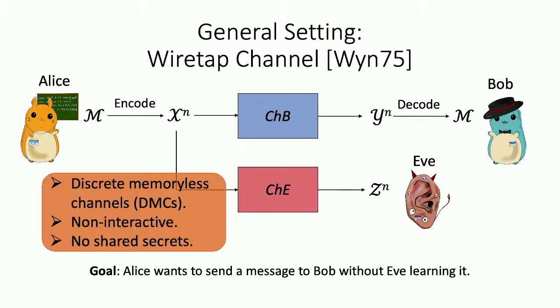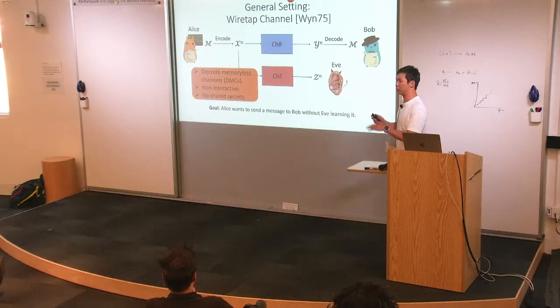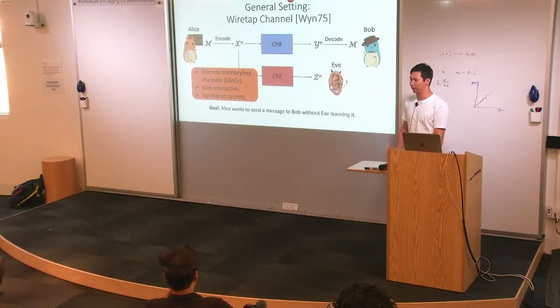As some clarifications, both channels are discrete memoryless channels. They don't remember any state. There's no interaction, so we don't assume Bob has a clear channel he uses to pass back any information. And there are no shared secrets. Alice and Bob don't have any shared randomness, there's no public key infrastructure, and there are no shared keys. In the classical wiretap channel, both are binary symmetric channels, and one of them is noisier. Here we're going to study general channel pairs, beyond just a BSC with p0 and a BSC with p1.